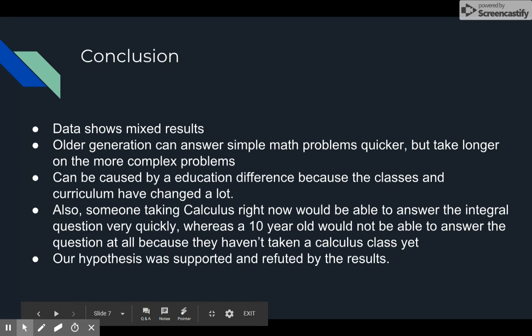So overall, our hypothesis was supported and refuted by our results.